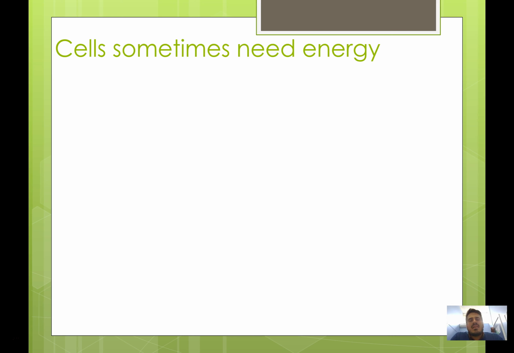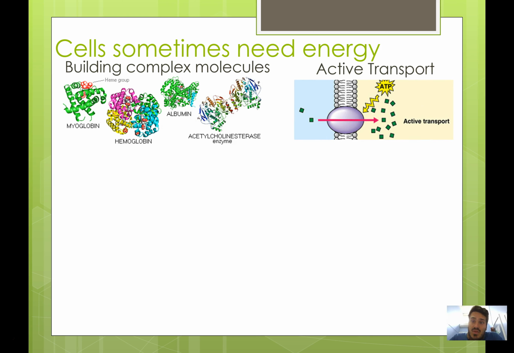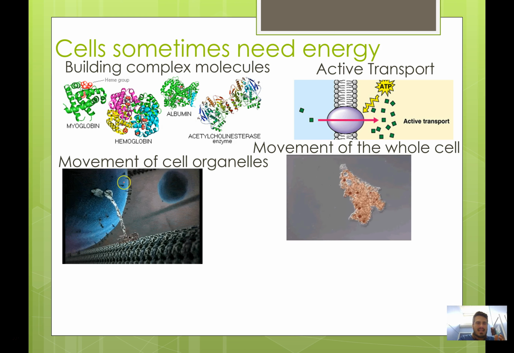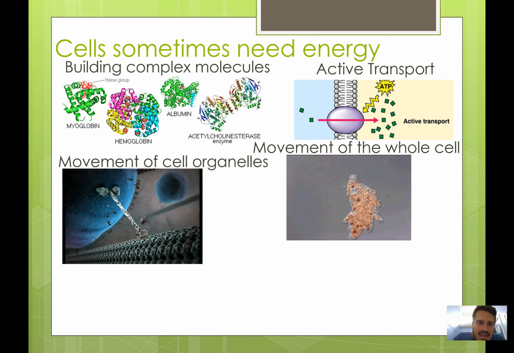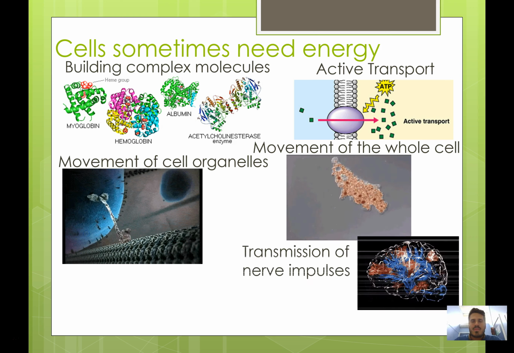So sometimes cells actually do need energy. Such as if we're building complex molecules like these proteins, look at them, nice and pretty. Through the process of active transport, we need energy. Some cells are able to move like this, that actually requires energy for this paramecium. The movement of cell organelles, so inside of cells, so this is a cytoskeleton, and this is some kind of organelle, more specifically that's probably the rough endoplasmic reticulum, and we have this little special protein that walks along the cell on the cytoskeleton, and it requires energy to do that.